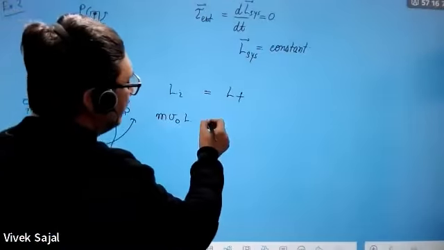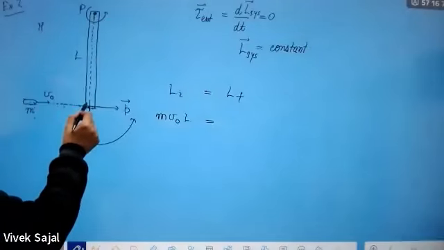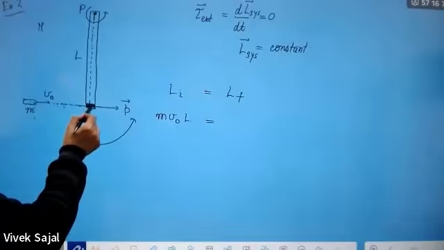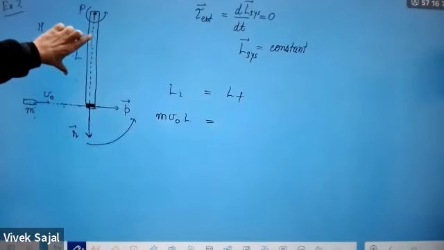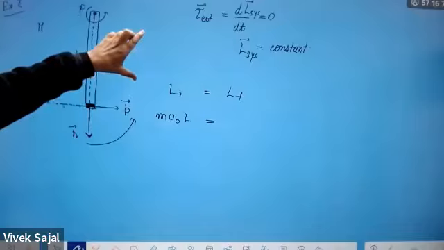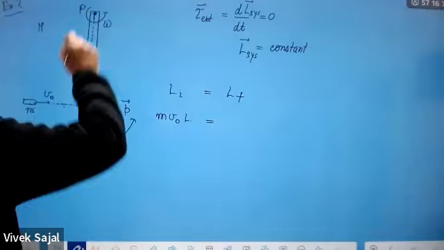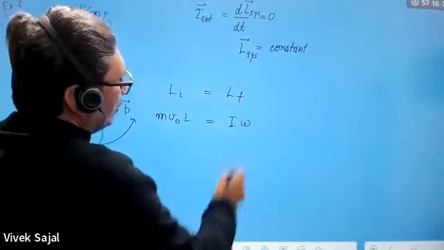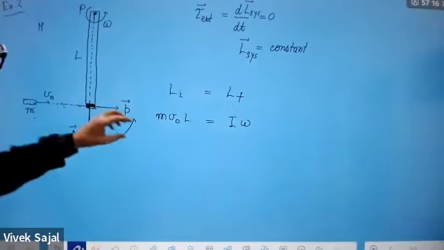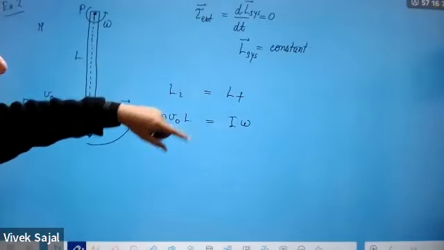Now what will happen after this? This bullet will stick here with the rod after the collision. So now this complete system is going to rotate with omega about this axis. So the final angular momentum will be I omega. No translational motion is there, just rotation. This rod is going to rotate like this, so this will be I omega.